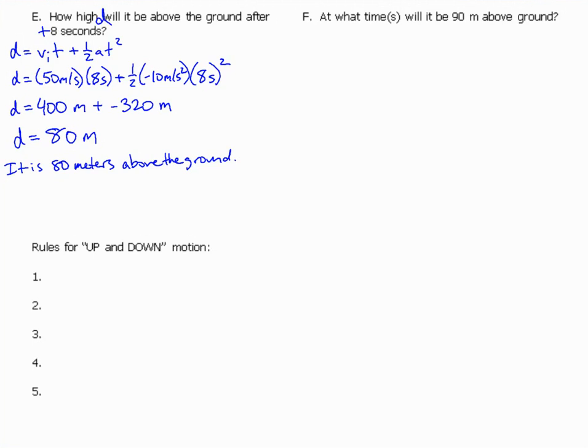At what time will it be 90 meters above the ground? So we are relating distance and time again. Here's the formula that relates distance and time. We want to know when it's going to be 90 meters above the ground. Above the ground tells us positive. It is up 90 meters. Initial velocity is 50 meters per second. We're looking for time. 1/2 gravity is negative 10 meters per second squared. And there's t squared.